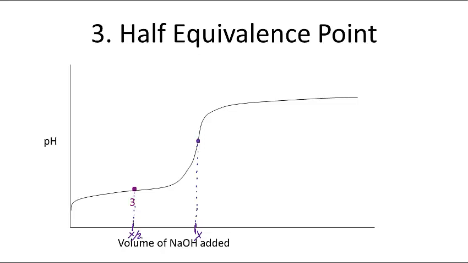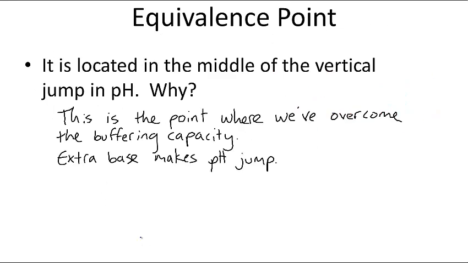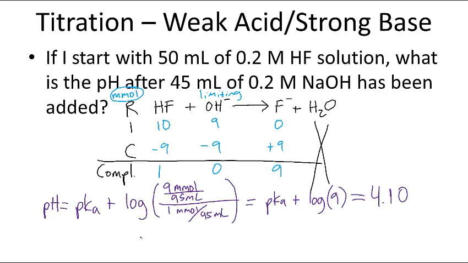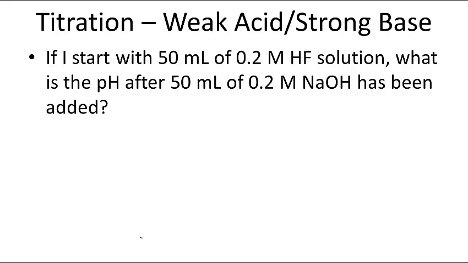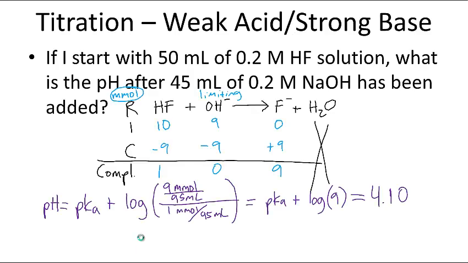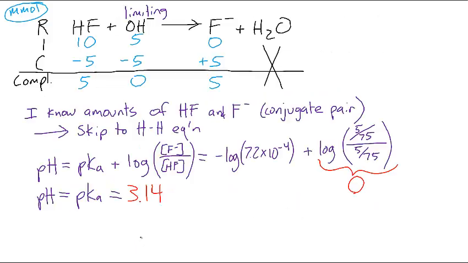Let's go back to our hypothetical titration. When did we reach the half equivalence point in this titration? Well, the equivalence point was when we had added 50 milliliters of base. So if I go back to 25 milliliters, what's special about this point in the titration? Well, someone said 3.14. Yeah, that was just a coincidence. But in general, what did we notice was true here?